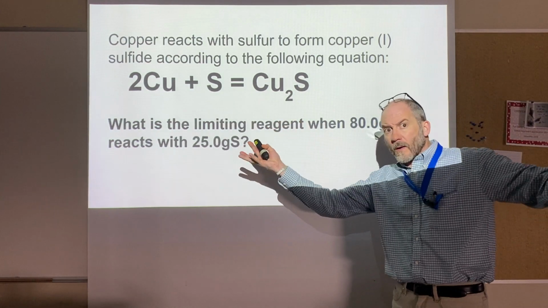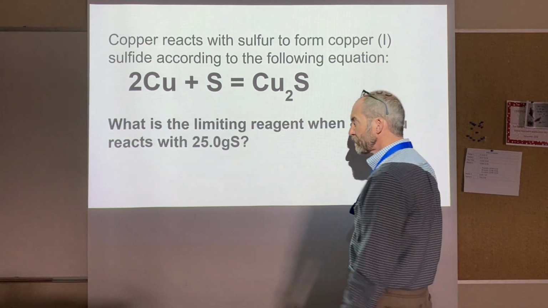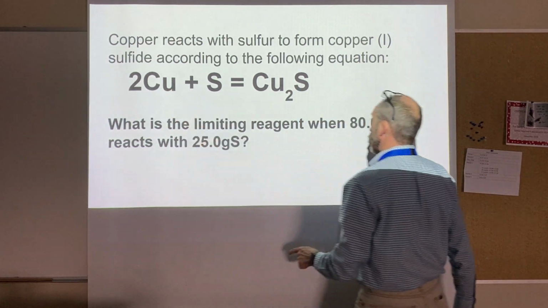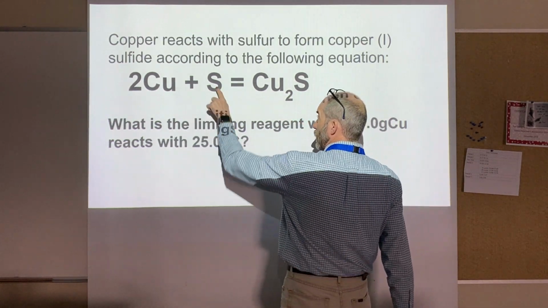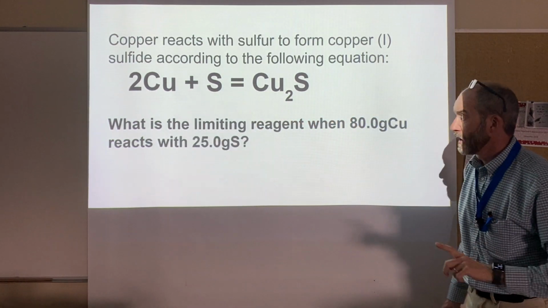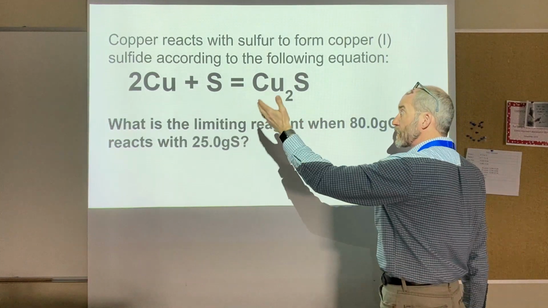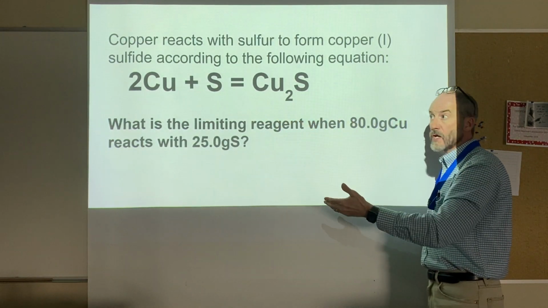How's this going to work? Okay, well, here goes. I'm telling you now that we're going to give you 80 grams of copper and we're going to give you 25 grams of sulfur. Okay? So which one of the two is the limiting reagent?